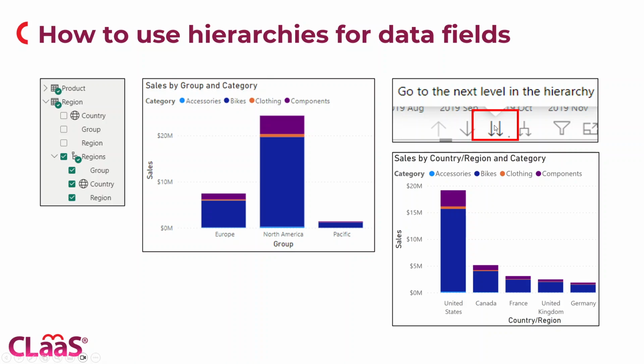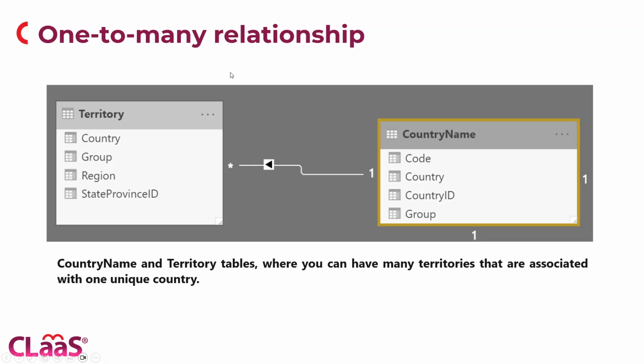Okay. Next level. Using this double arrow to drill down. For example, this one is region: Europe, North America, Pacific. But now I would like to see more detail about the country. So it will break down. Not the region, but the detailed country: United States, Canada, France, UK, Germany. So to do that, you have to create the one-to-many relationship.